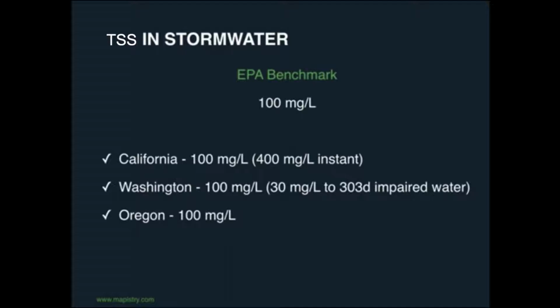For Washington, if you're discharging to a 303(d) impaired receiving water body, they use a TSS benchmark of 30 milligrams per liter, so a lot lower than the general benchmark of 100 milligrams per liter.